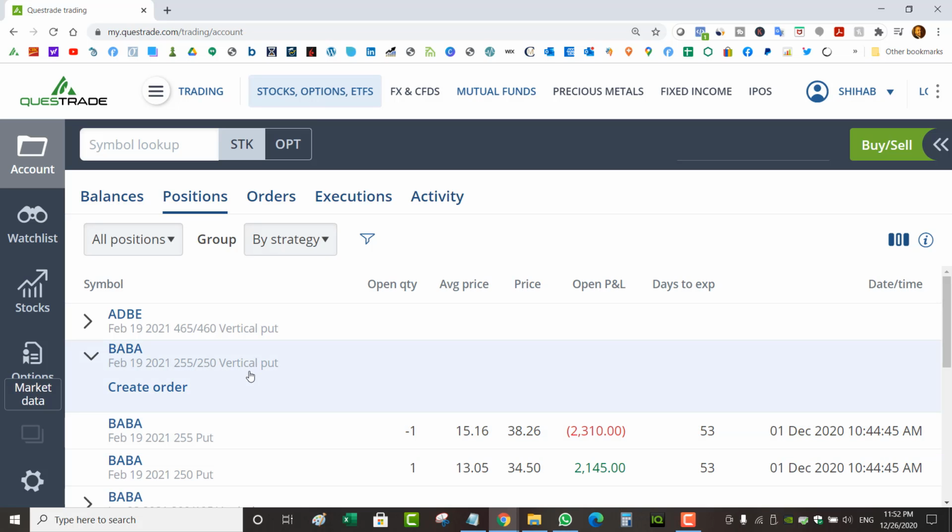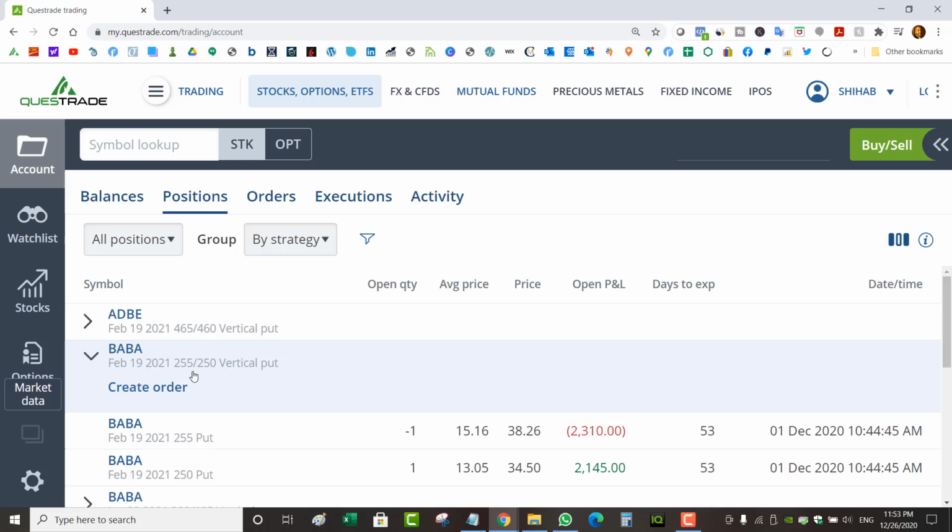But who says that BABA is going to come back up above 255? What if it stays where it is? What if it goes lower? Who knows, right? It's more likely that it comes back up because it doesn't deserve to get beat up like that. But who knows? That's just an opinion. But I'm going to try to manage this trade.